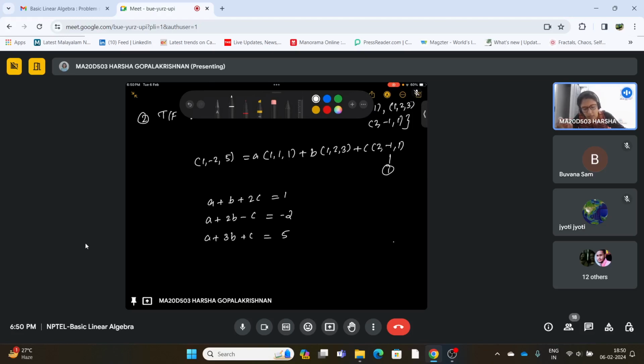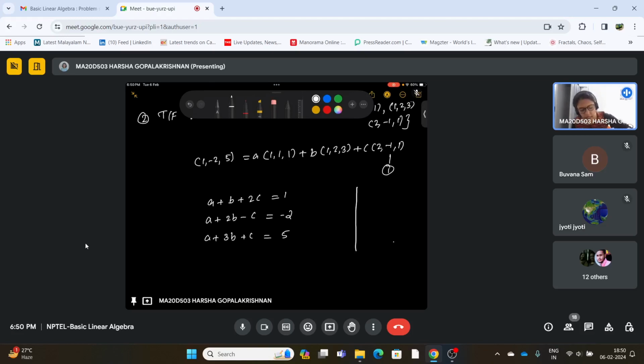The first coordinate is a into 1 plus b into 1 plus c into 2, which should be equated to the first coordinate on the left side, so it should be equal to 1. In the same way, we equate the second and third coordinates. So we obtain three equations in three unknowns. Now what can we do?